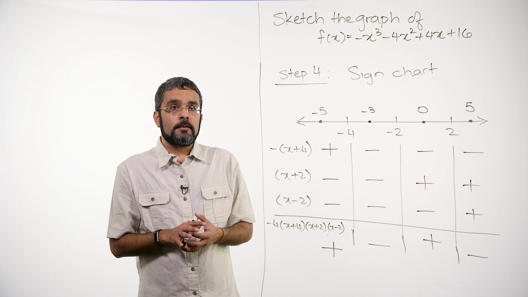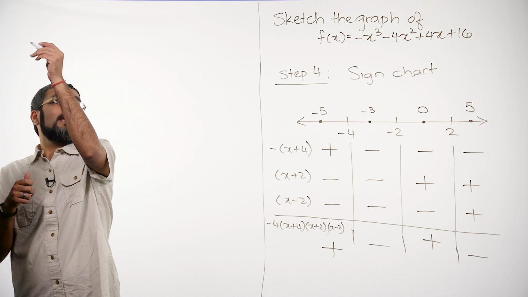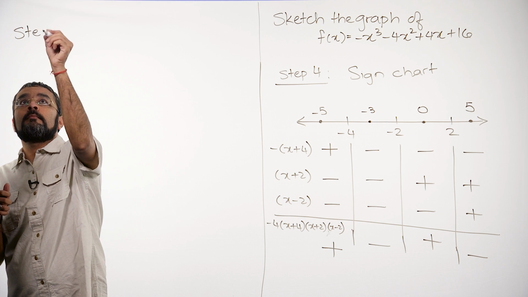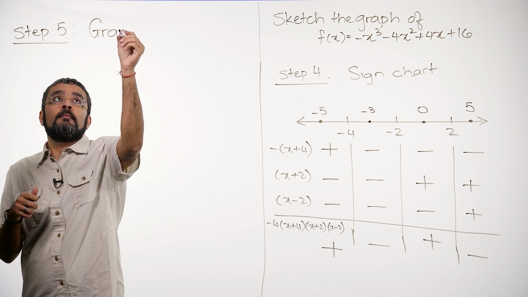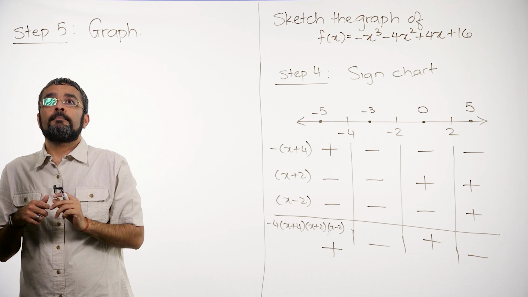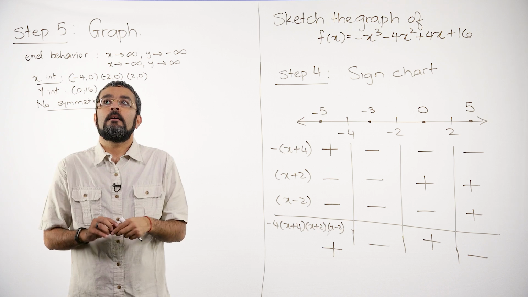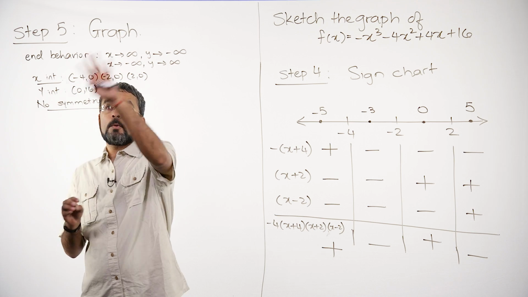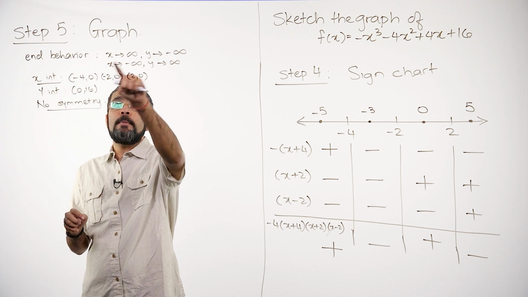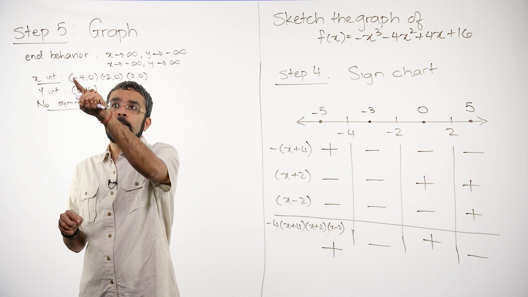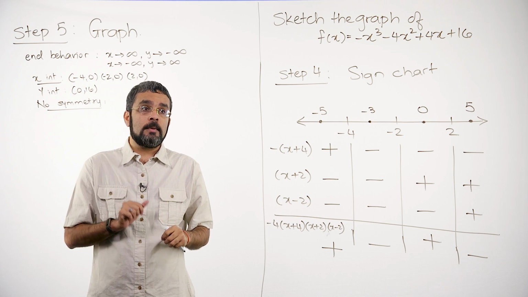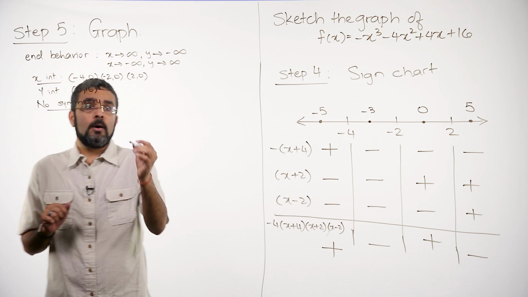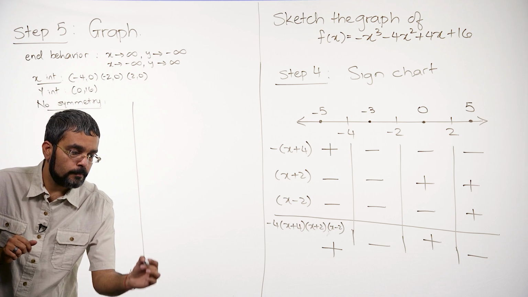So let's go ahead and graph this function. So my next step is to graph. Okay? Now, here's what we recap from the previous slide. We have our end behavior. Our x-intercepts are negative 4, negative 2, and 2. The y-intercept is (0, 16), and there is no symmetry. Okay? So let's go ahead now and graph our function.